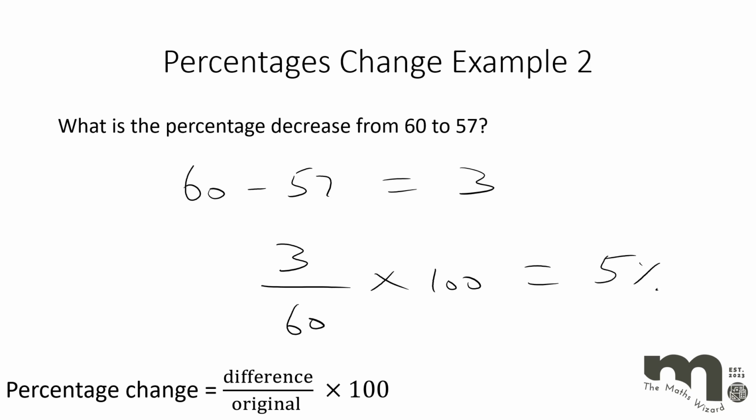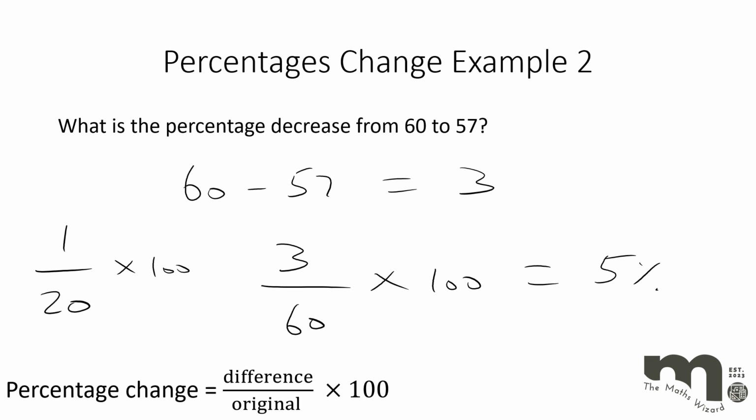Now a little tip for you on questions like this. If you've got some higher numbers there, what you can do is simplify your fraction. So you could do 1 over 20 times 100 there. That might make it a little bit easier. Perhaps if you haven't got a calculator, if this is on a calculator paper, perhaps you could work it out like that.